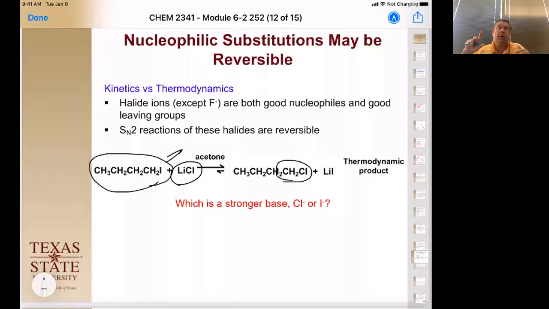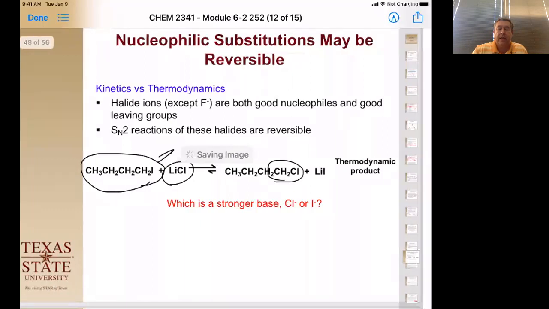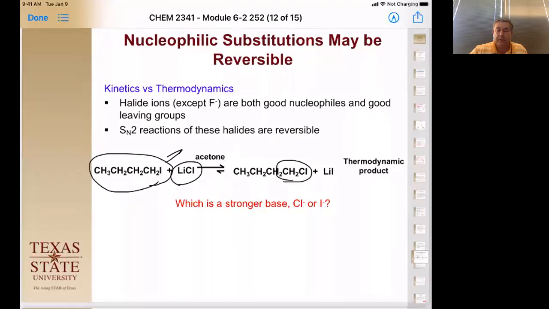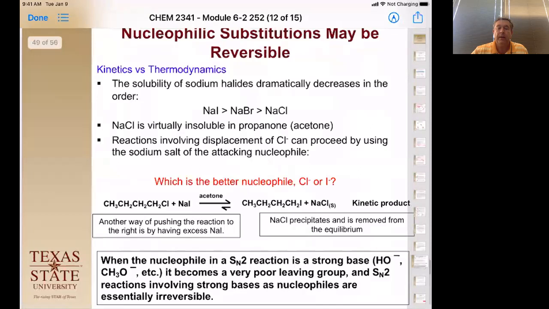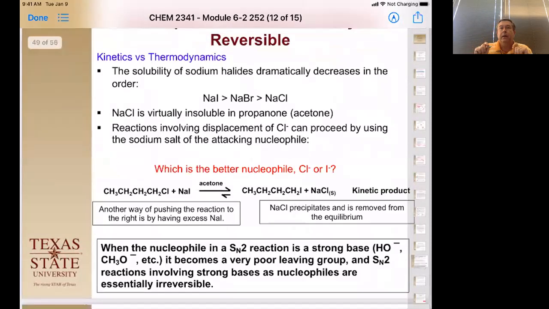HCl is less strong than that, which makes the conjugate base of each of those. Chloride is the stronger base than iodide. So it's thermodynamically driven to give us a chloride there instead of the iodine. Okay. But there's a way to trick it. Okay. And we can trick it and make it go to the kinetic product.